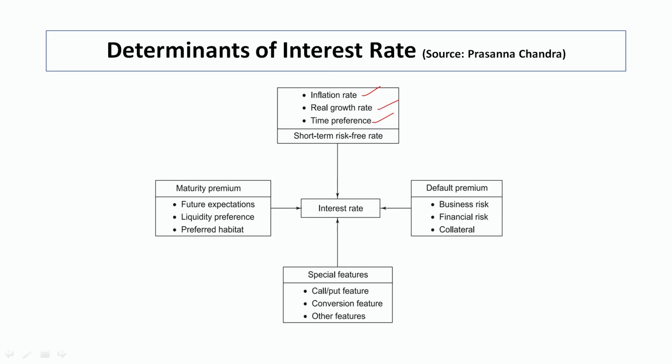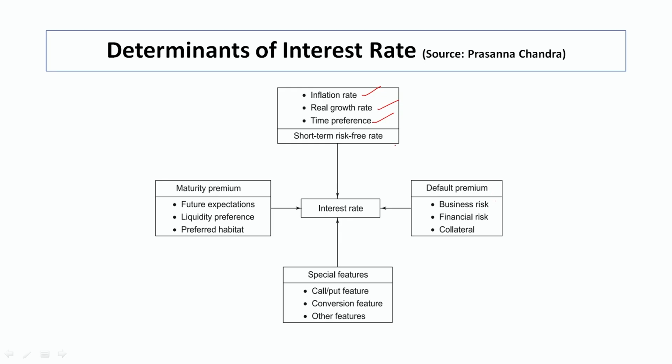Time preference, in the sense whether they are investing money for a shorter period or a longer period. If they are investing for a shorter period, they may get a lesser interest rate. If they are investing for a longer period, they need more compensation for that, and a risk premium amount should be added to the interest rate and they should get a higher return.